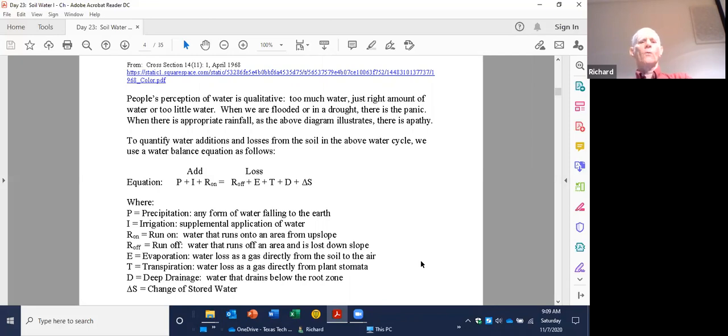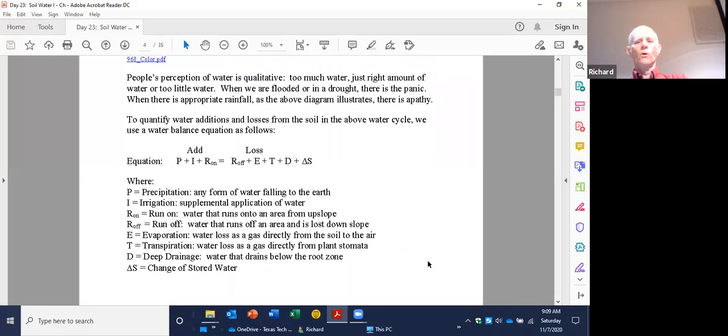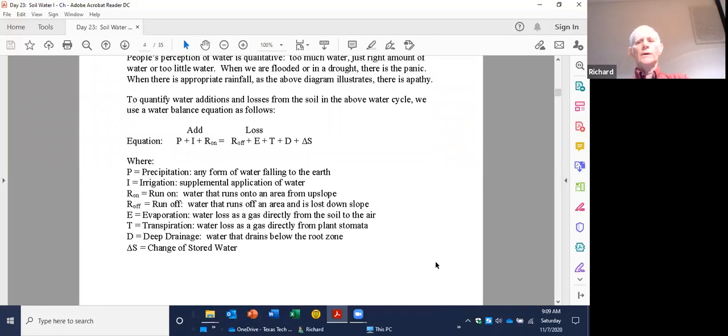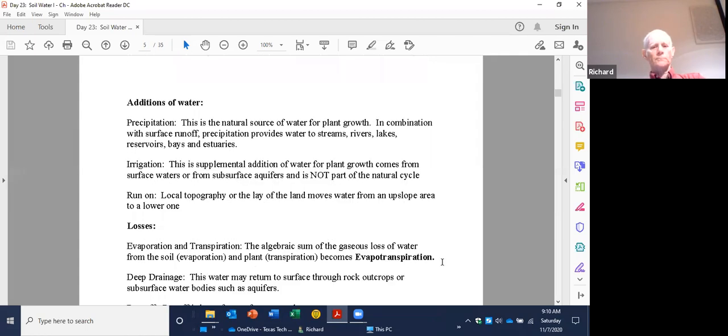To quantify water additions and losses from the soil in the above cycle, we use a water balance equation as follows. The water balance equation has sources to add water and sources to lose water. P is for precipitation, I is for irrigation, R on is run on, R off is runoff, E is evaporation, T is transpiration, D is deep drainage, and delta S is the change of stored water.